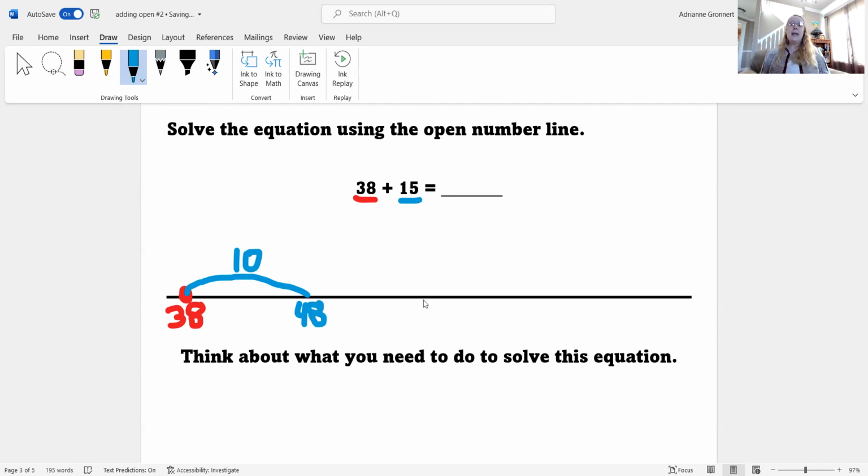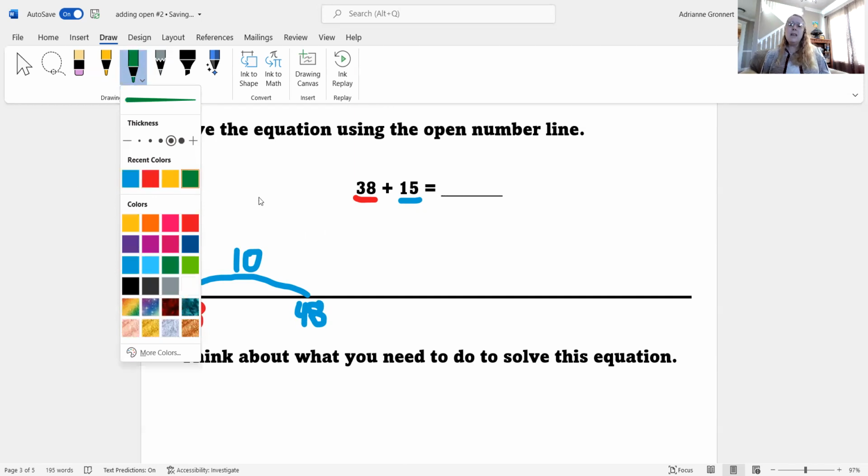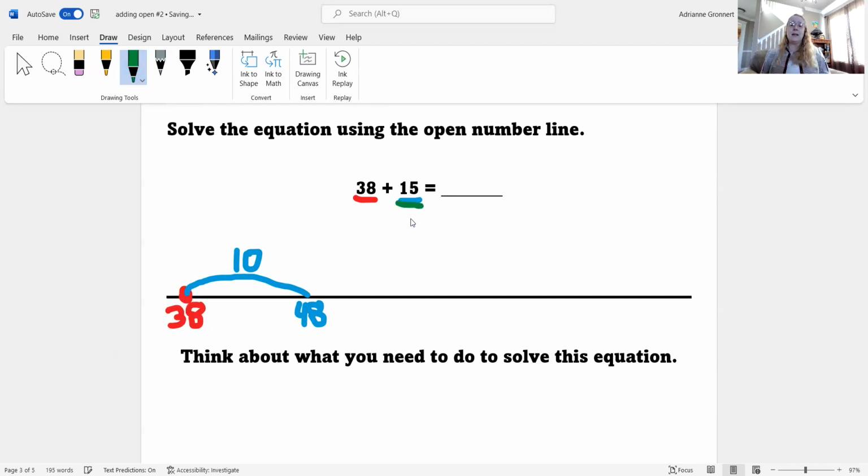Very cool. Now what do I do? I look at the addend again and I think, how many ones are in the number 15? Right, 5 ones. So I need to make 5 small jumps on the number line. Let's do that. 1, 2, 3, 4, 5. Okay, and finally, I need to count to see where I landed. 48, 49, 50, 51, 52, 53.